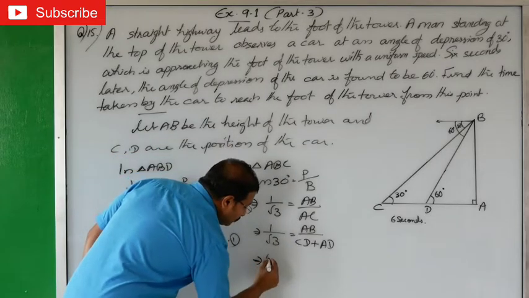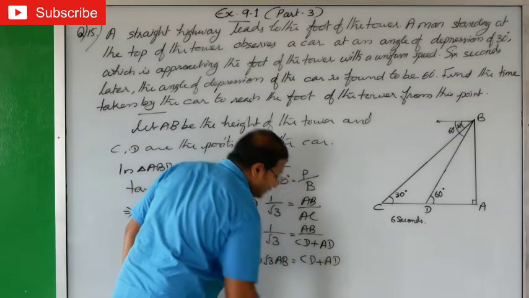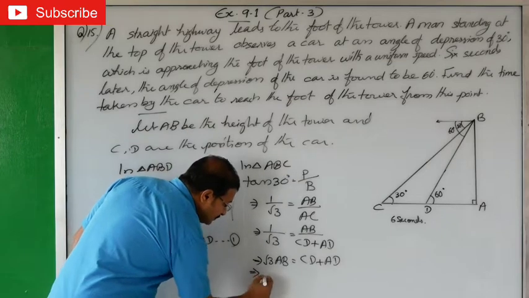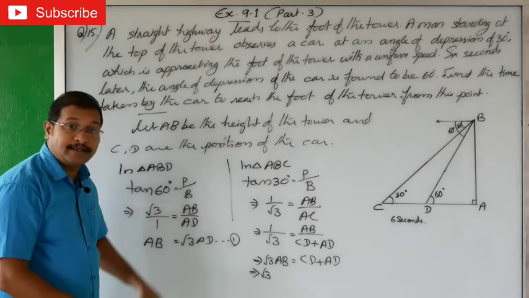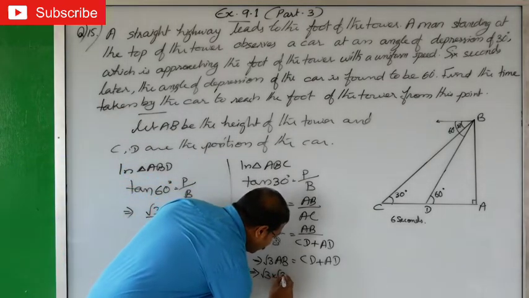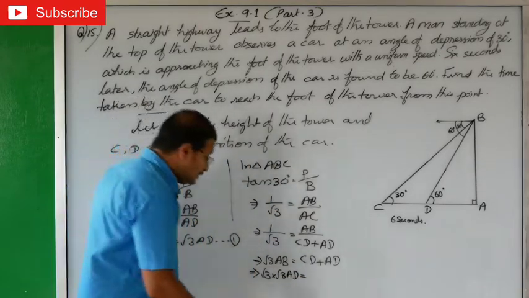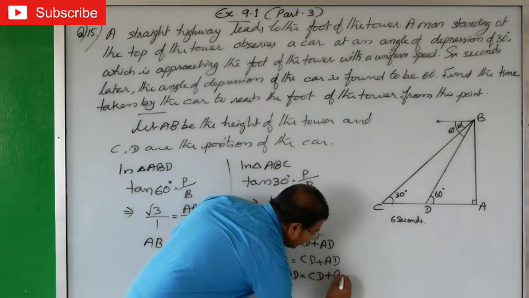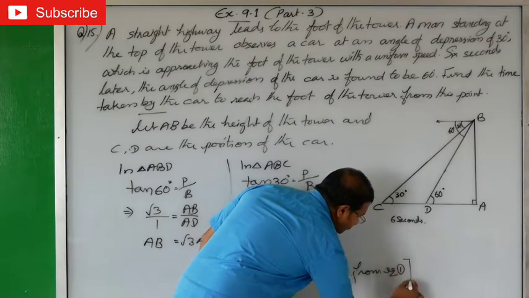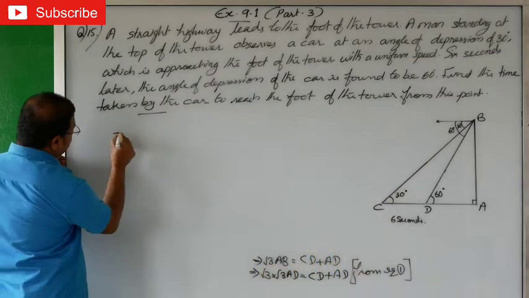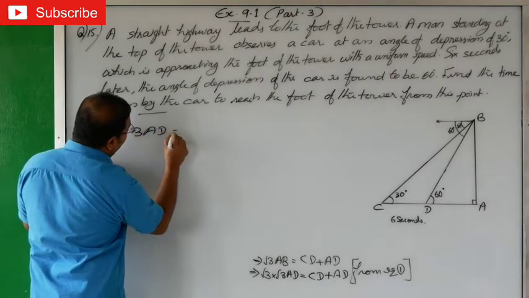These two will multiply. That means root 3 AB equals CD plus AD. That implies root 3 into, what is the value of AB from equation number 1? Yes, root 3 AD, isn't it? So we'll write root 3 into root 3 AD equals CD plus AD from equation 1.